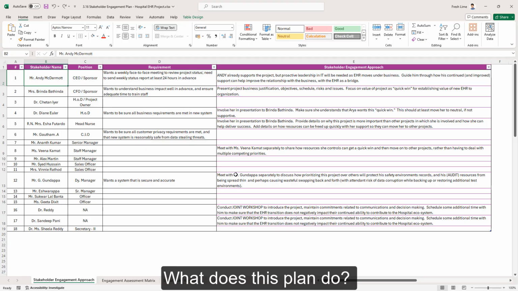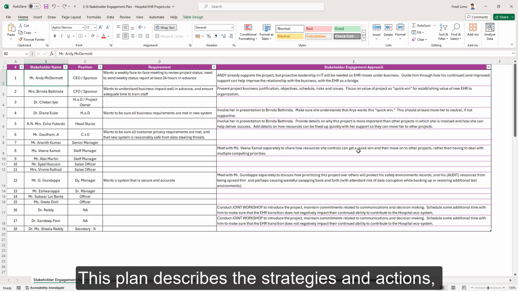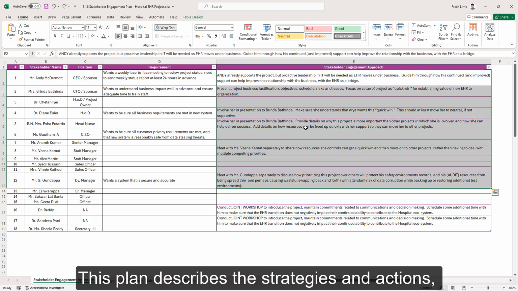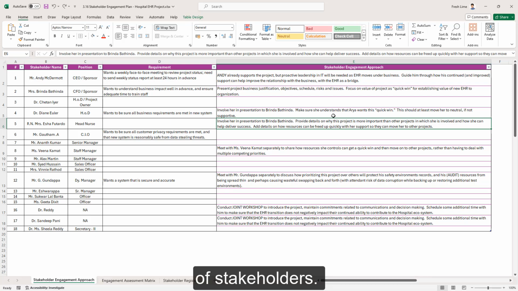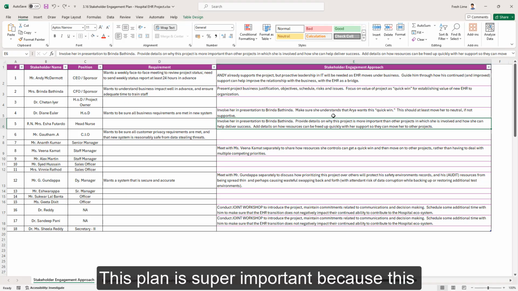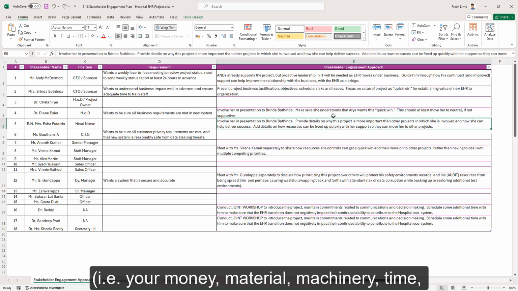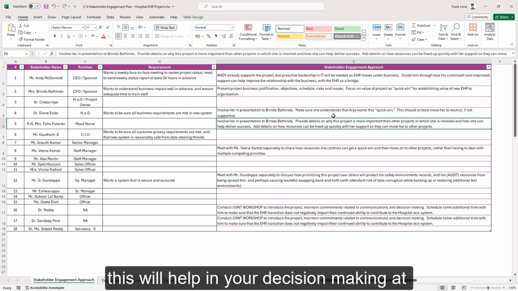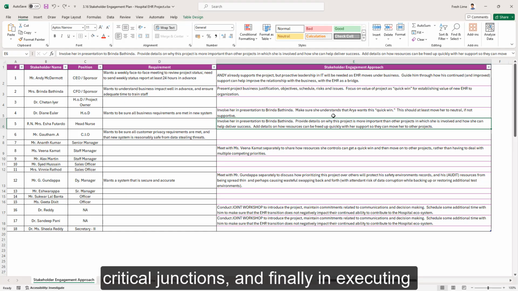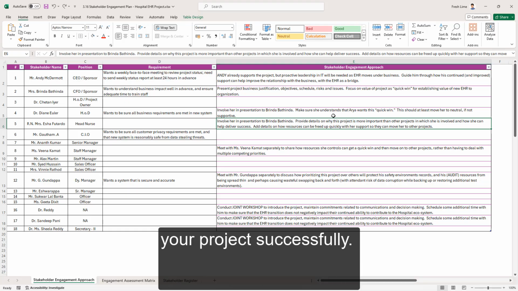So what does this plan do? This plan describes the strategies and the actions that we will use to promote a productive involvement of stakeholders. This plan is super important because this will help you get your resources, that is your money, material, machinery, time, people, etc. you need for your project. And this will help in your decision making at critical junctions of the project. And finally, it will help you in executing your project successfully. All of this can only be done with the productive involvement of stakeholders, and you want them to be engaged.